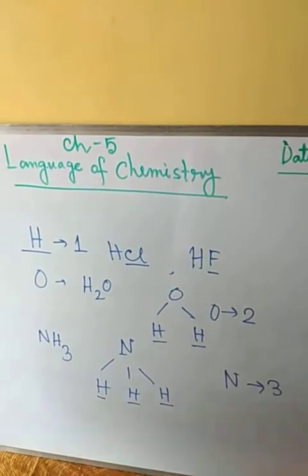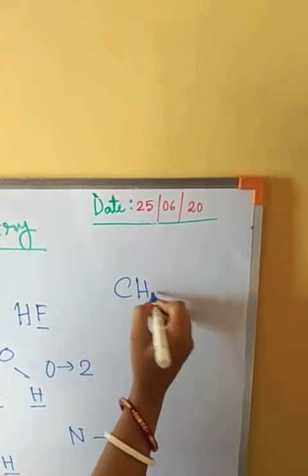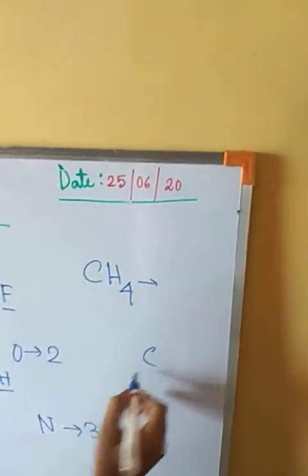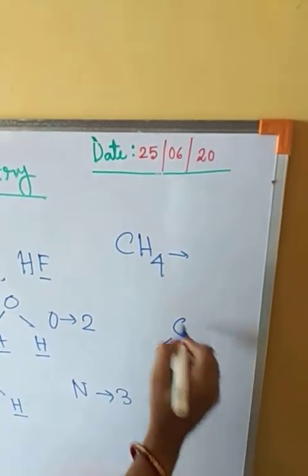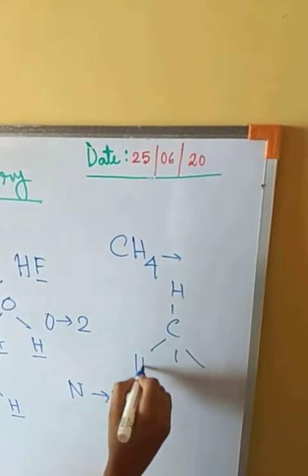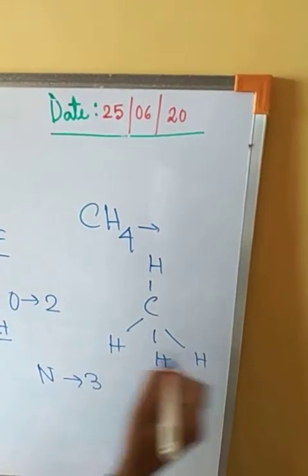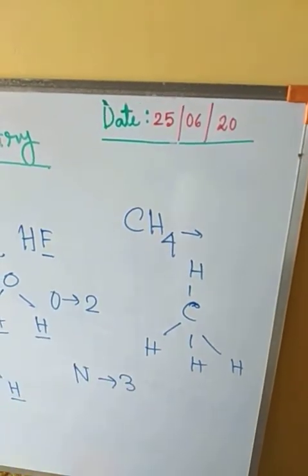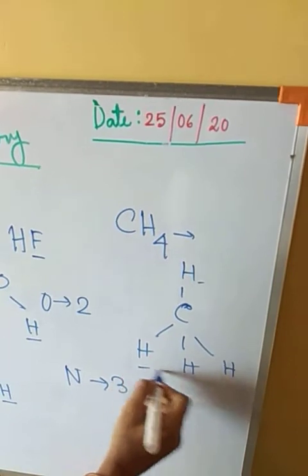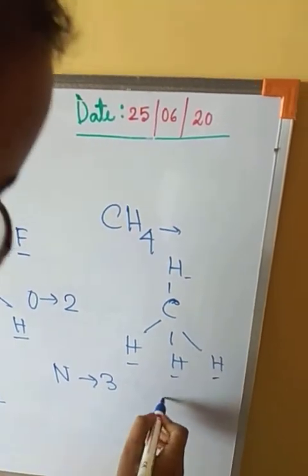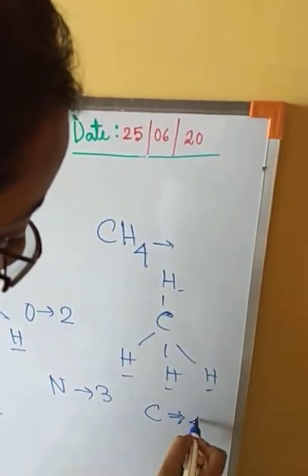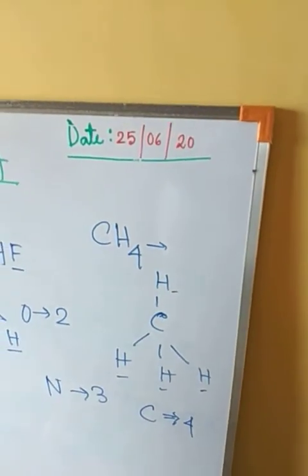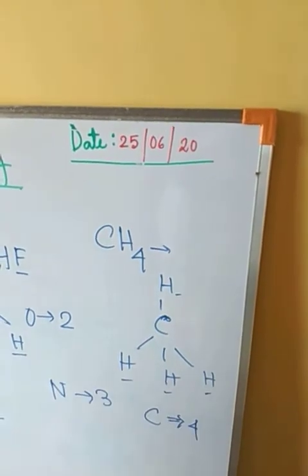If we see this compound methane, CH4, the structure of methane is like this. It's forming a tetrahedral structure. So at a time, one carbon atom can attach with 4 hydrogen atoms. See, 4 hydrogen atoms are there. So carbon's valency will be 4. So like this, we represent the valency of the elements.